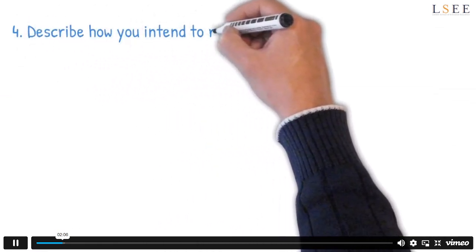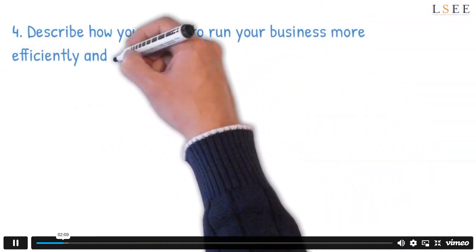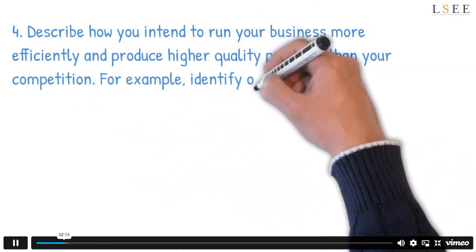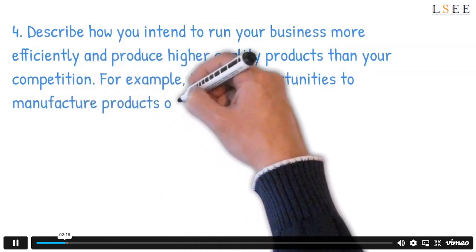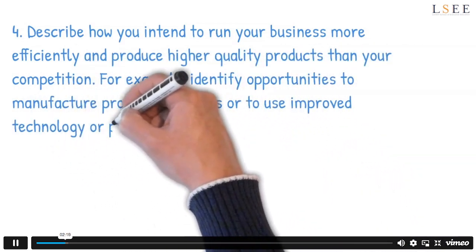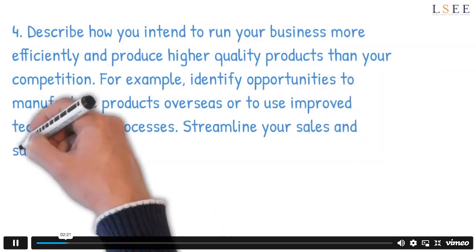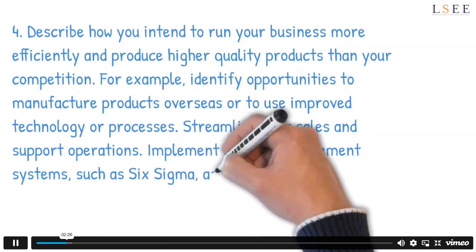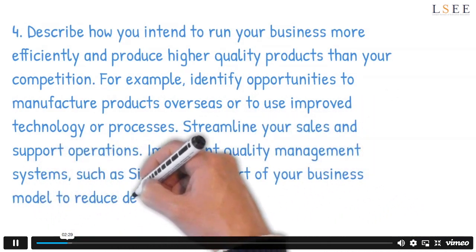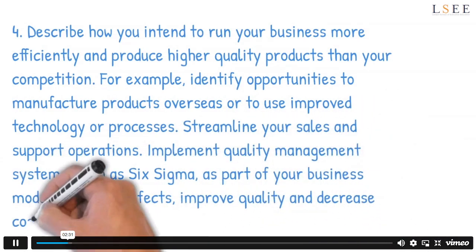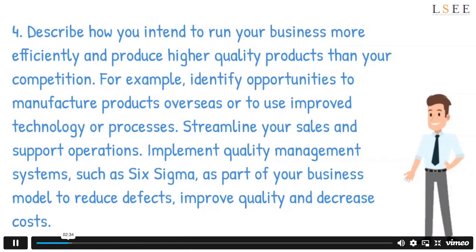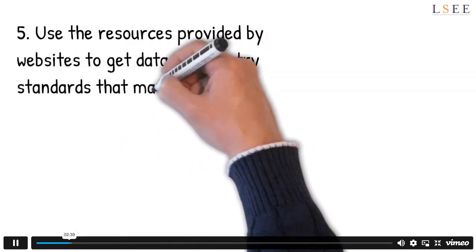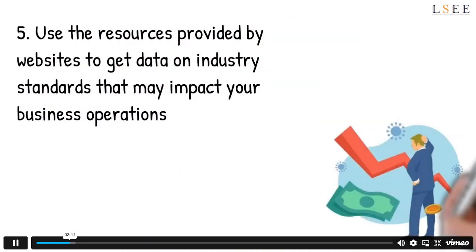4. Describe how you intend to run your business more efficiently and produce higher quality products than your competition. For example, identify opportunities to manufacture products overseas or to use improved technology or processes. Streamline your sales and support operations. Implement quality management systems, such as Six Sigma, as part of your business model to reduce defects, improve quality, and decrease costs.